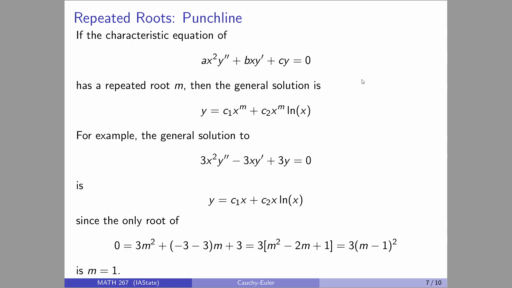scratchy in the throat. But anyway, for repeated roots in the Cauchy-Euler case, the repeated root gives us the one solution x to the m, and then the other one you just multiply by log of x. So again, we're seeing it behaving basically just like the constant coefficient case. We have a lot of parallels here, just some minor differences.